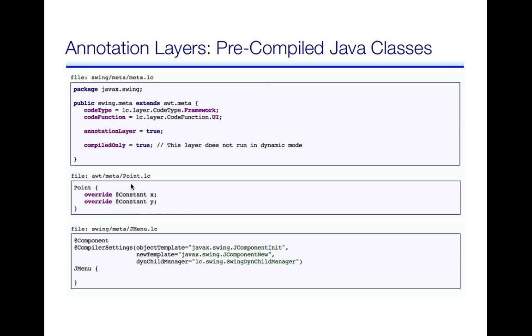So it can mark the point class, X and Y properties as being constant, and here it can associate code templates with the J menu, one of the few swing classes where we didn't need a wrapper class to add data binding. It also sets the Dyn child manager so that we can add and remove menu items from the menu at runtime.